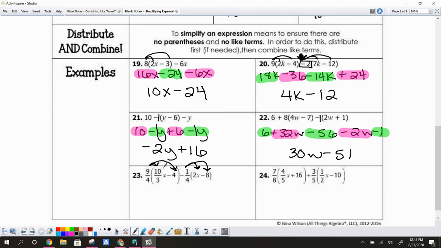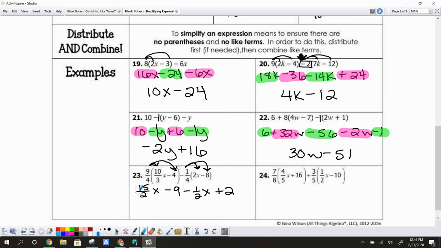All right, so you've tried 23 and 24. For our first part, when we distribute 9/4 to both parts, we're left with 15 halves x, and remember, we're simplifying it as much as possible. If you distributed, you should have had 90/12, but you want to simplify that to 15/2. And then minus 9, and then distribute that, and you get minus 1/2 x, and then plus 2.